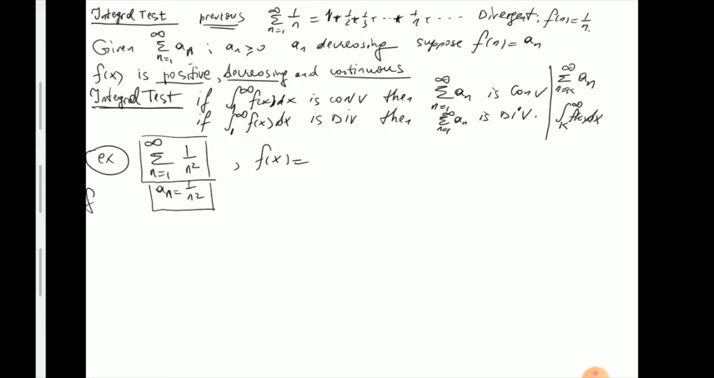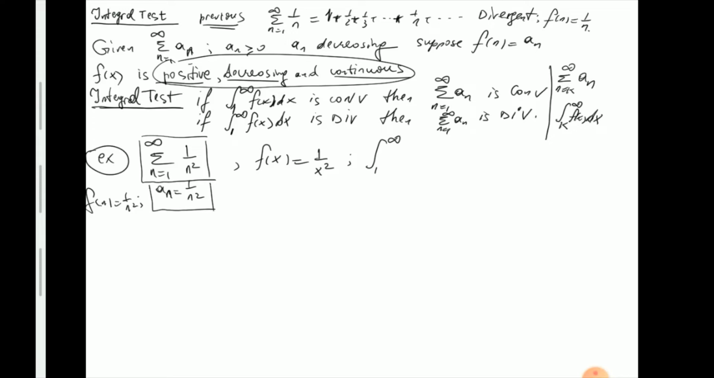So if f of n is equal to 1 over n squared, in general, f of x, where x denotes a real number now, is 1 over x squared. So if you suspect that it's not a big deal to compute the integral from 1 to infinity, well, first of all, let's see if the properties required in the theorem are satisfied.